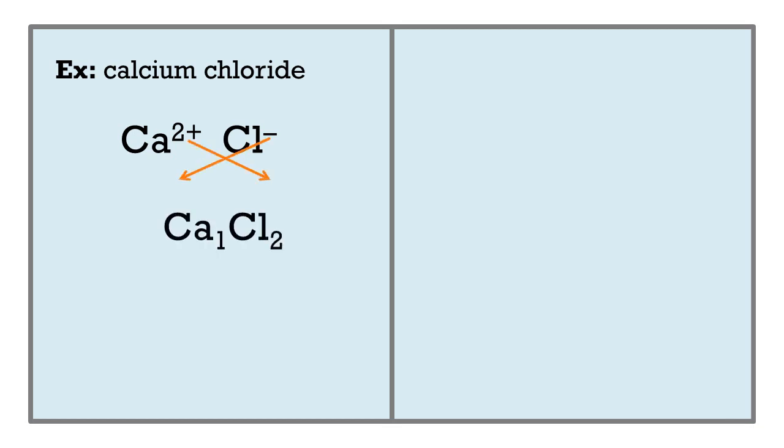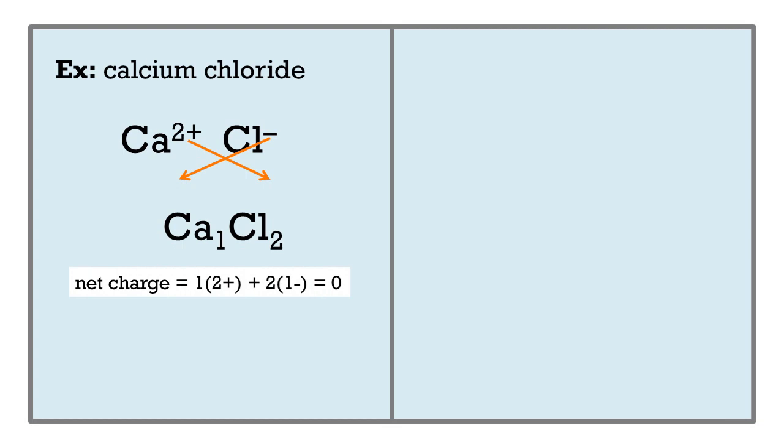Sa crisscross method, ang numerical values ng dalawang charges ay nagko-crossover o nag-e-exchange para maging subscripts. Ang signs ng charges ay hindi na sinasama. Kung mapapansin nyo dito, yung 2 mula sa 2+ ay naging subscript ng Cl, at yung 1 naman mula sa 1- ay naging subscript ng Ca. Ang net charge ng formula na to ay 0.